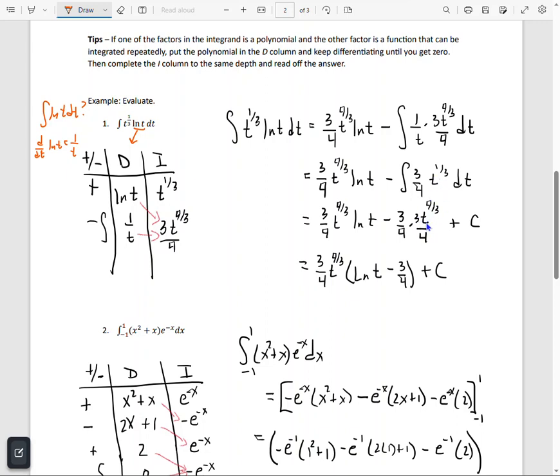So we have that 3t to the 4/3 over 4, and we can factor out the 3/4 t to the 4/3. We're left with the natural log of t minus 3/4. And don't forget your plus c.